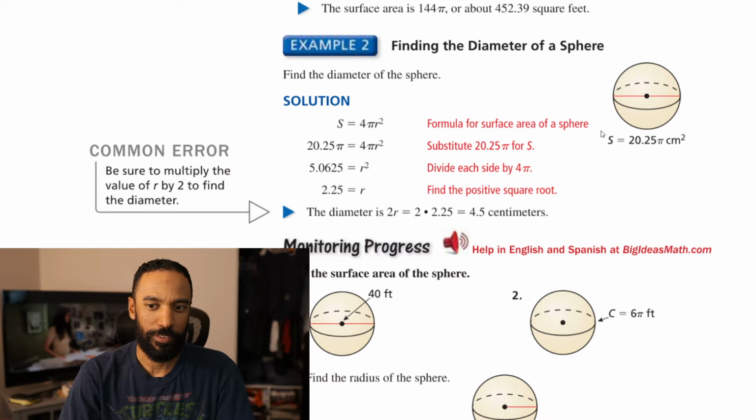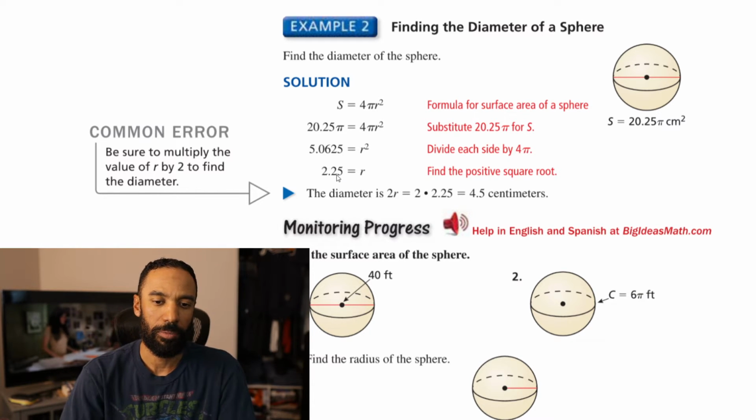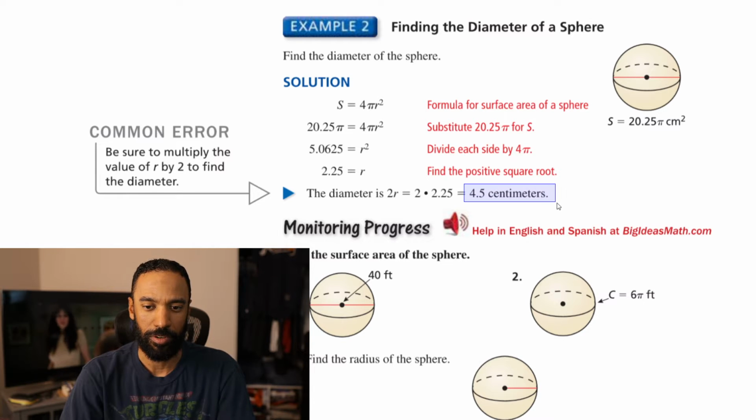They tell you the surface area this time. That's S. I normally write SA, probably incorrectly. And you solve for r. They take the square root of both sides and solve for r. It looks to be exact at 2.25 centimeters. And then you double that. You double 2.25, and you get your diameter of 4.5 centimeters.